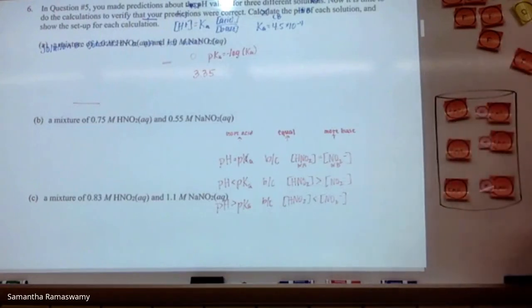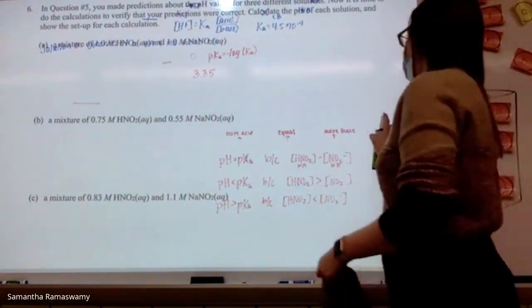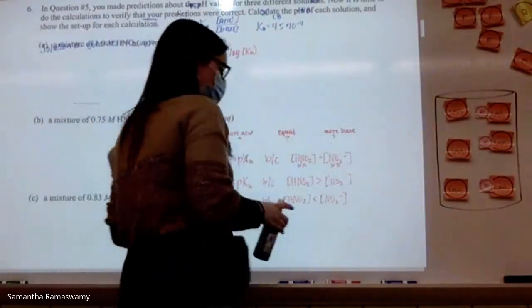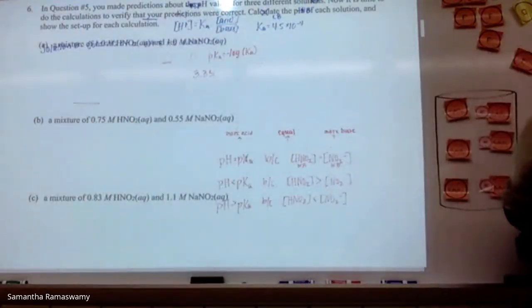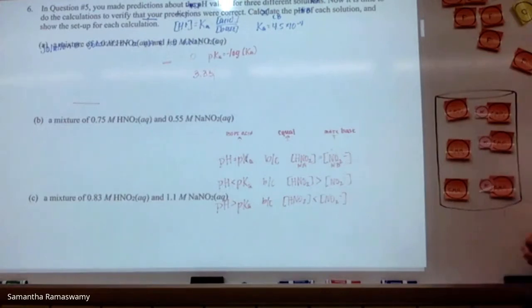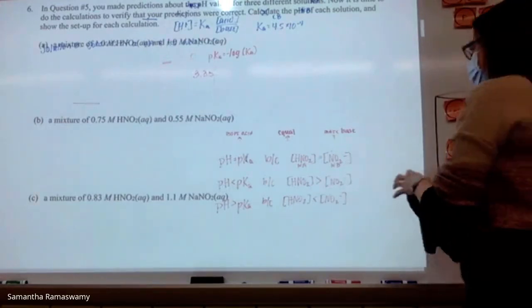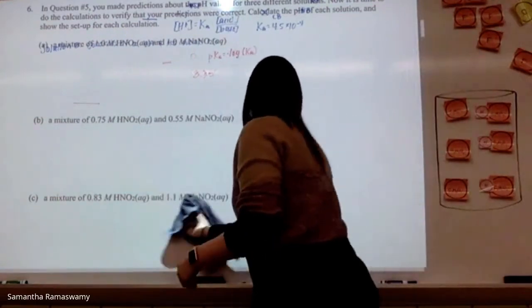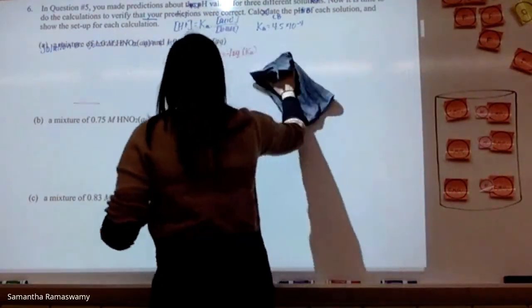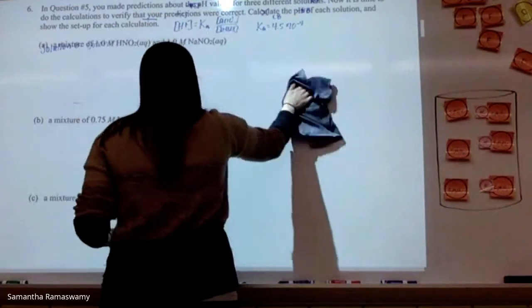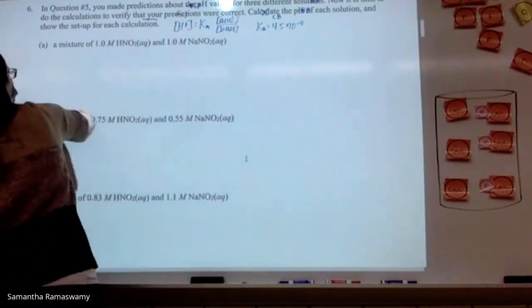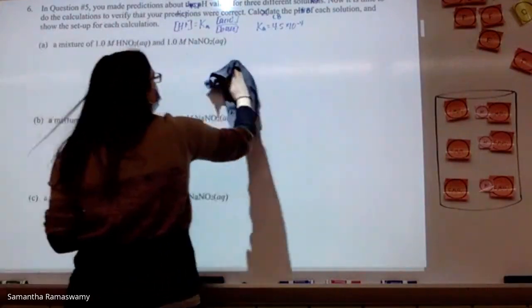So see if you guys can go through A, B, and C. So you're just using the buffer equation 3 times. Think about what you solve for out of the buffer equation, though. You're solving for H+, so think about what you have to do with that in order to get pH.